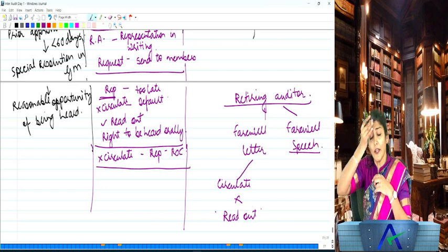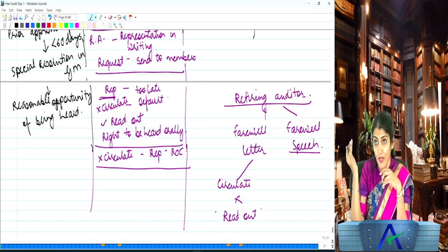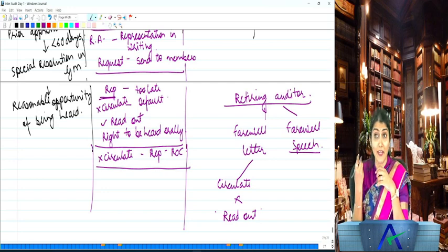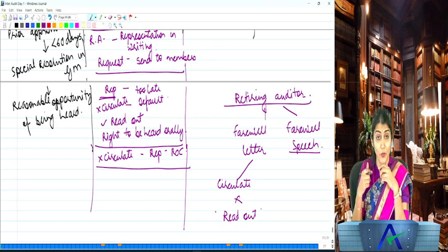Okay. And now, the retiring auditor, he is being removed. So he might be anguished, no? He might be very upset or angry with the company or so.